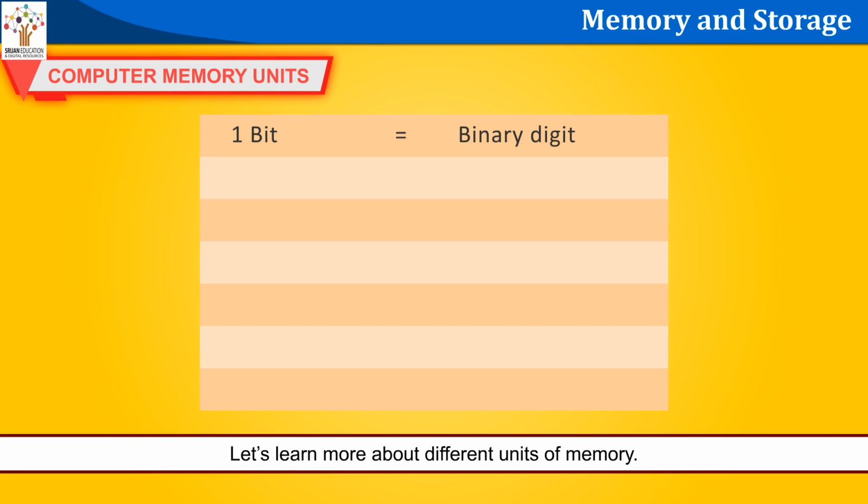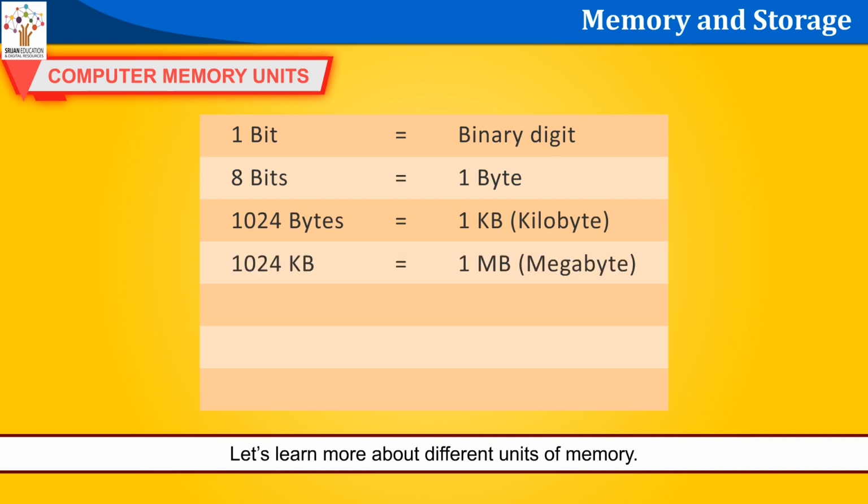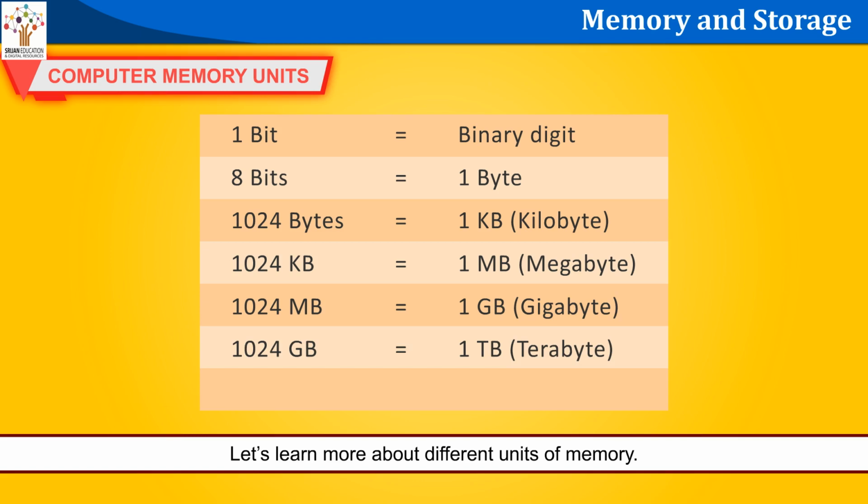1 bit is equal to binary digit. 8 bits equal to 1 byte. 1024 bytes is equal to 1 KB, kilobyte. 1024 KB is equal to 1 MB, megabyte. 1024 MB is equal to 1 GB, gigabyte. 1024 GB is equal to 1 TB, terabyte. 1024 TB is equal to 1 PB, petabyte.